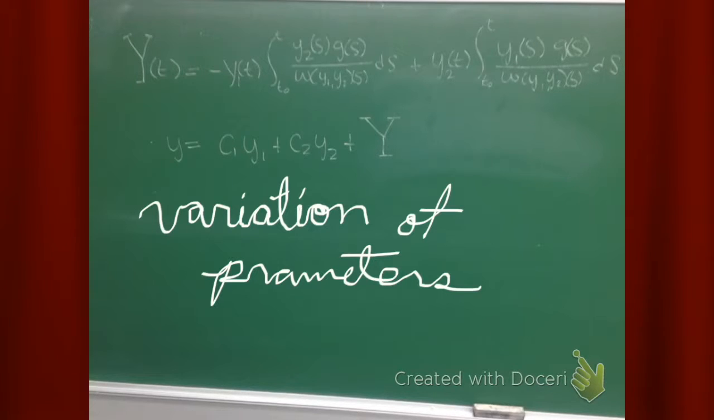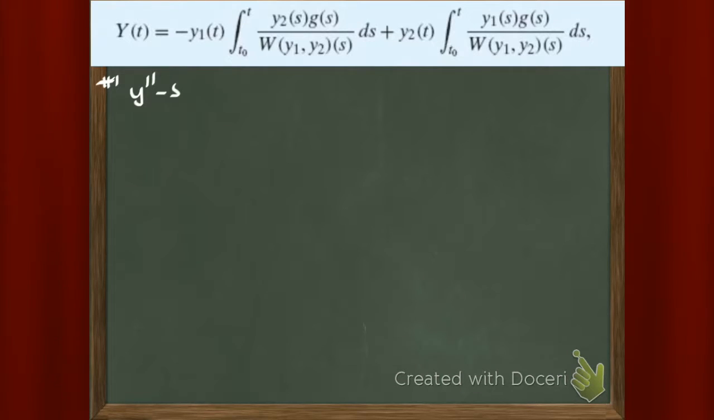Variation of parameters. We need a problem. I put that nice piece back up there. We're doing a problem that we didn't need to use variation of parameters on. Why? Just to convince ourselves that it works. What do we first need to do?